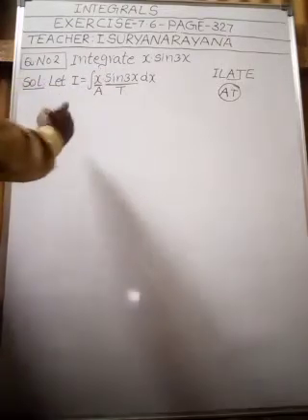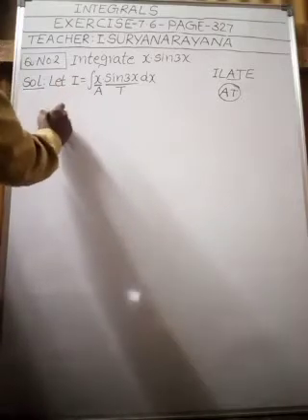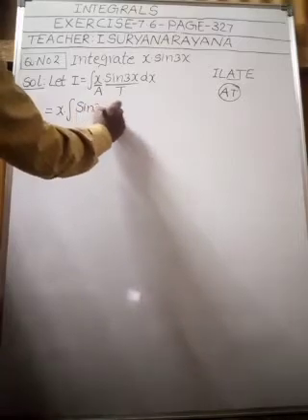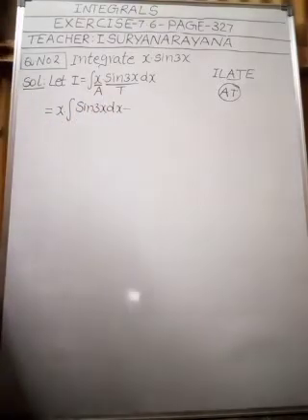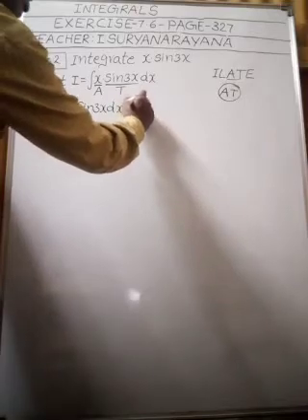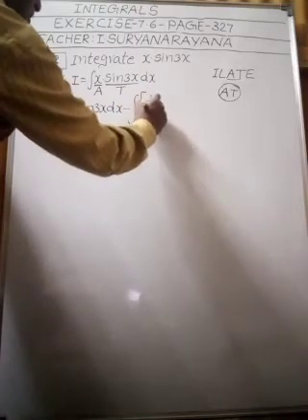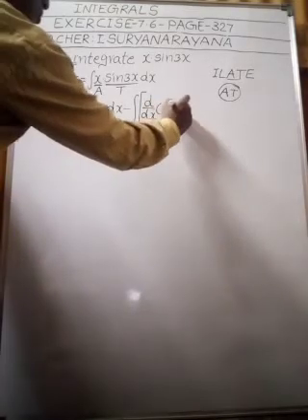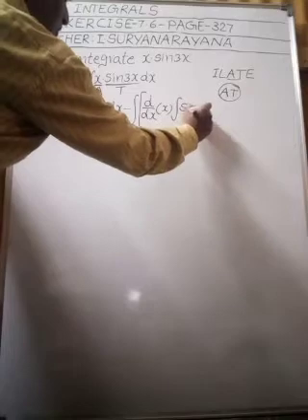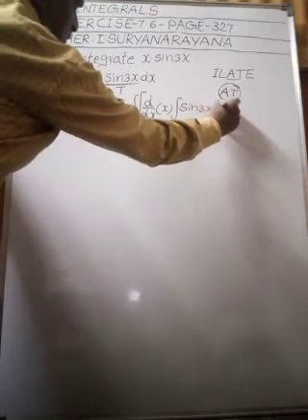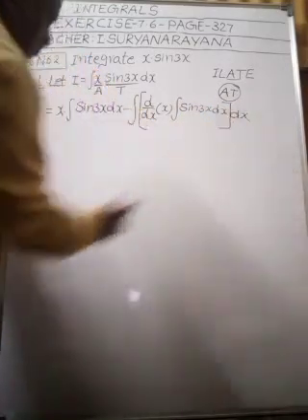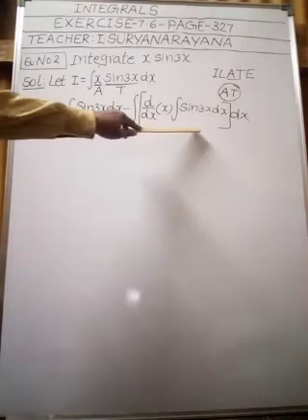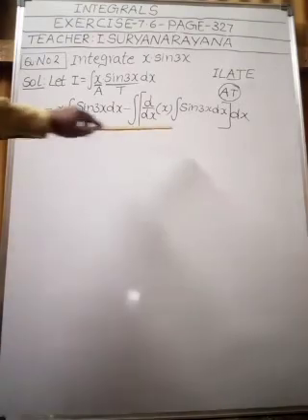Okay, my children. So in your mind, you have to assume that this is the first function, this is the second function. So that is equal to first function into integral of second function minus, you have to memorize that sentence, my children. Integral of d by dx of first function, that means d by dx of x, into integral of second function whole dx. Okay, my children, by applying the integration by parts method, we get this step.